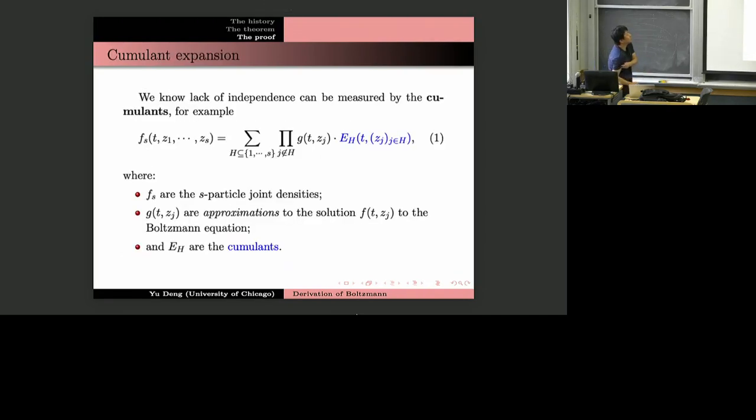First, how do we measure lack of independence? We measure this by so-called cumulants. If the particles are independent, then we have complete factorization: F_s, the s-particle density, should be the product of one-variable functions. But now it's a partial product for j not equal to s, and for j equal to s, we have a function of all the variables which is not factorized. Think of G as the factorized part, and these E_s, which we call cumulants, as the non-factorized parts. So F_s is the s-particle joint density, and G is the approximate solution to the Boltzmann equation. For all purposes, we can just think of it as the solution to the Boltzmann equation. And these are the cumulants, which represent the interdependence of the states of particles.